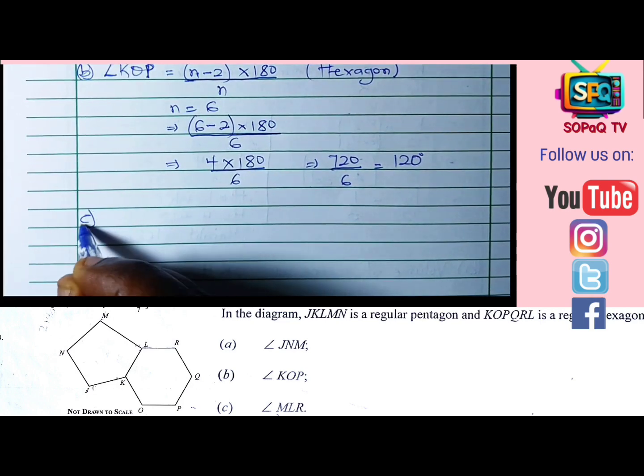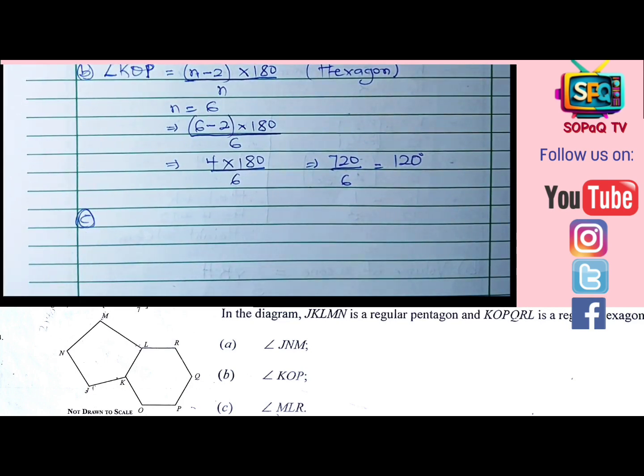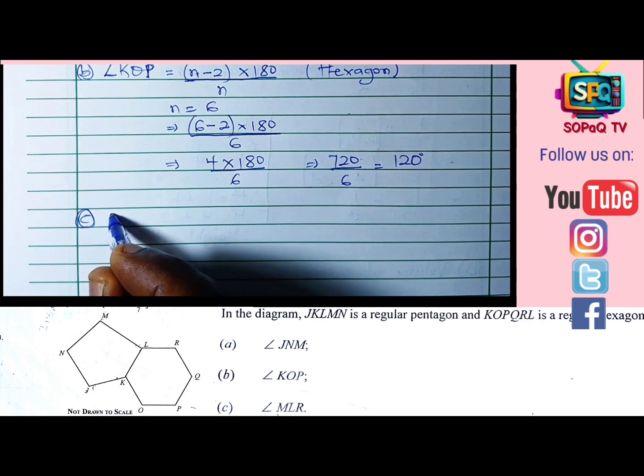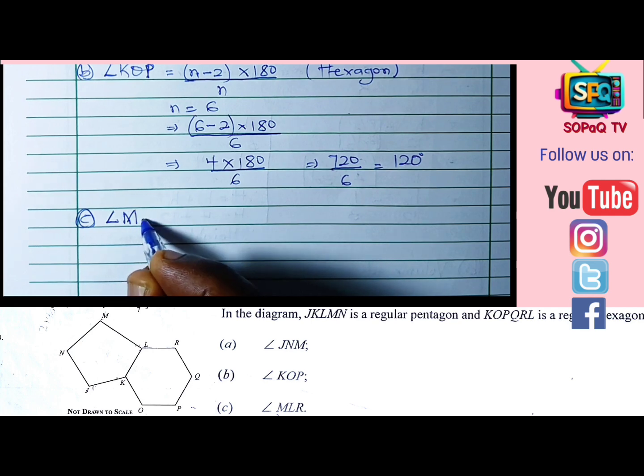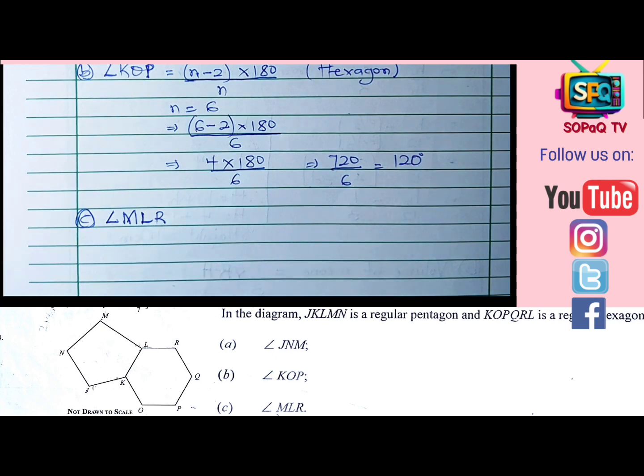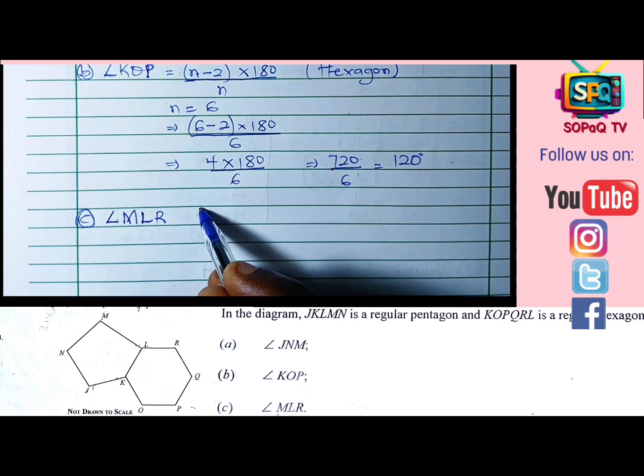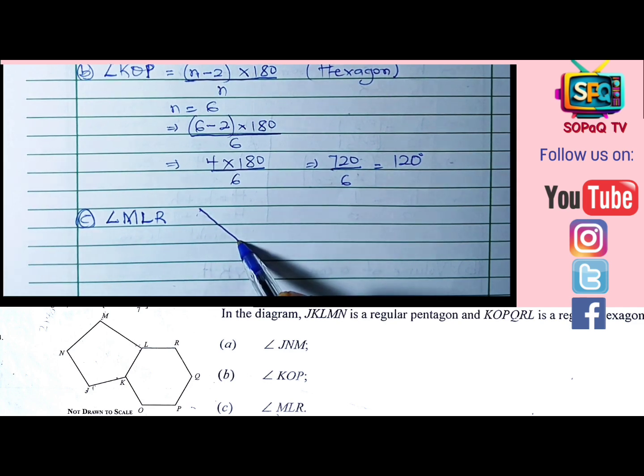And C, the C, we have to find the angle MLR, of which that angle is shaped as this: an exterior angle.